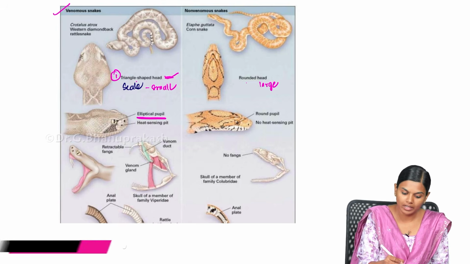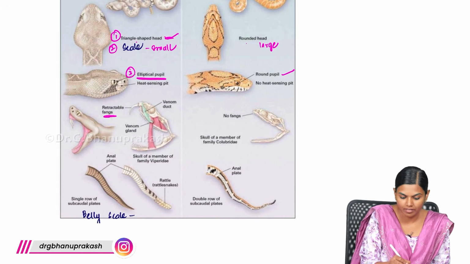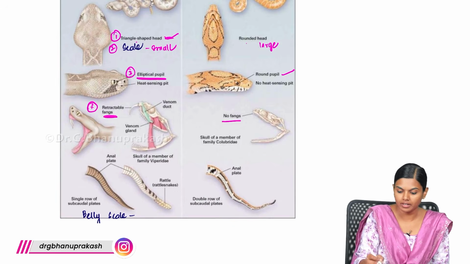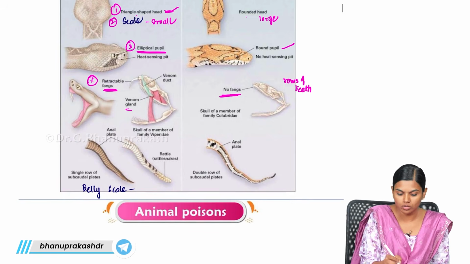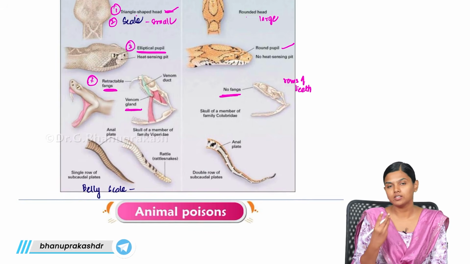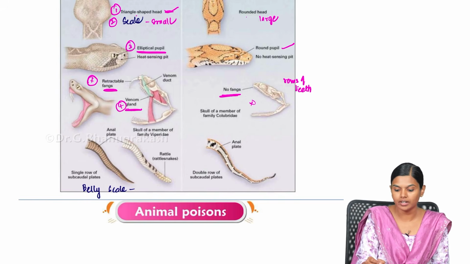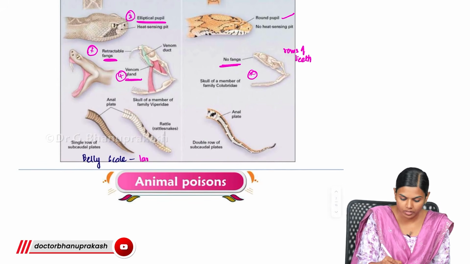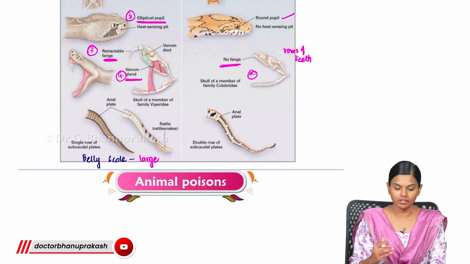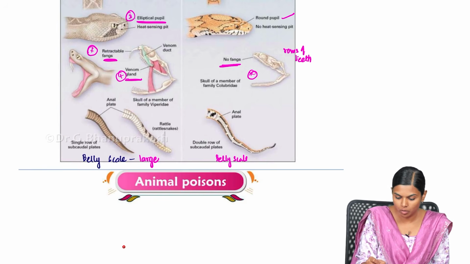The pupil will be elliptical here, and here it will be rounded. Venomous snakes have fangs, which is very important, but here there will not be any fangs. They will simply have rows of teeth. They also have the venom gland; the poisonous gland is a modified salivary gland which releases the venom. This will be present here and completely absent here. Venomous snakes have a larger belly scale because they have to hold a lot of poison, while here the belly scale would be smaller.